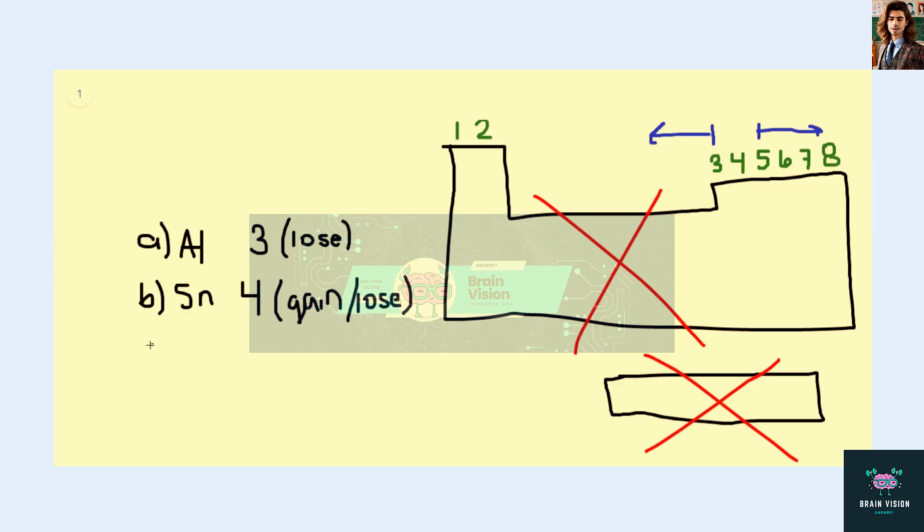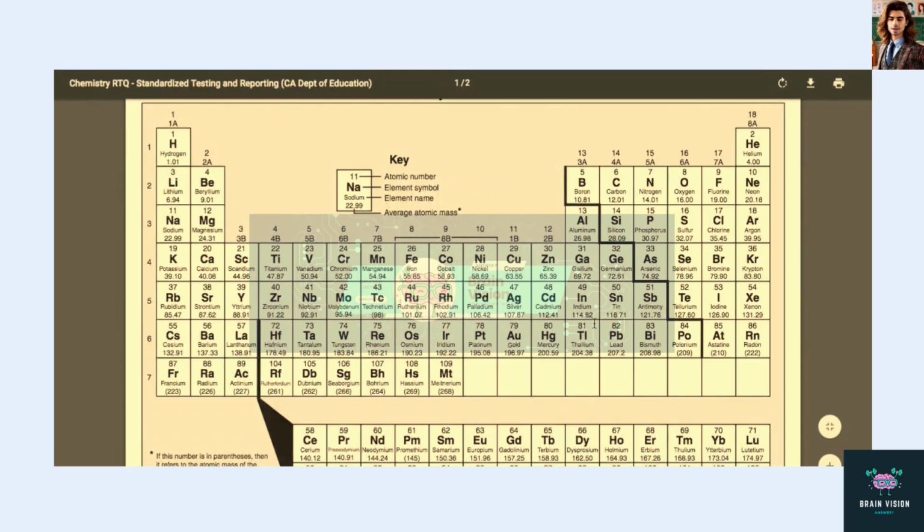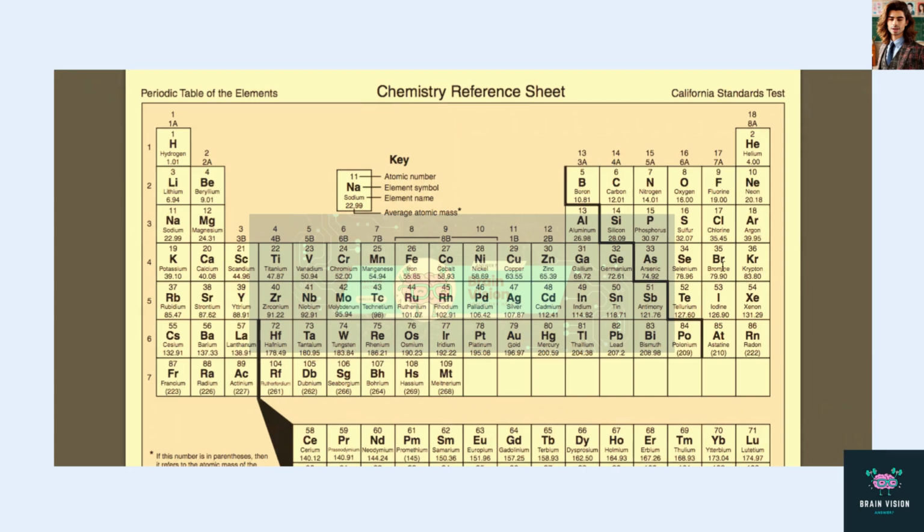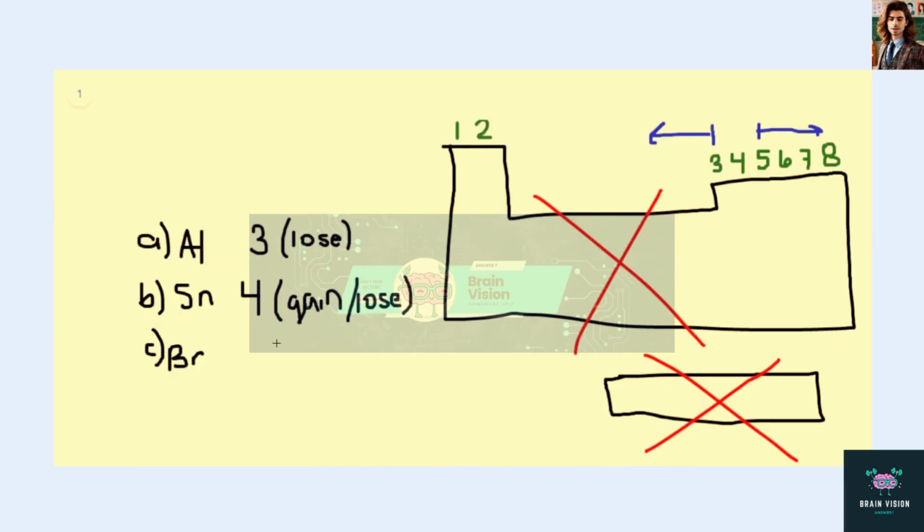Let's move on to Br, which is bromine. We find Br on our periodic table. We'll notice that it's group 17, which means it has 7 valence electrons. It is much easier to gain 1 valence electron and have a total of 8 than it would be to lose 7 and go backwards. So bromine is going to have 7 valence electrons, and it's going to be more likely to gain.